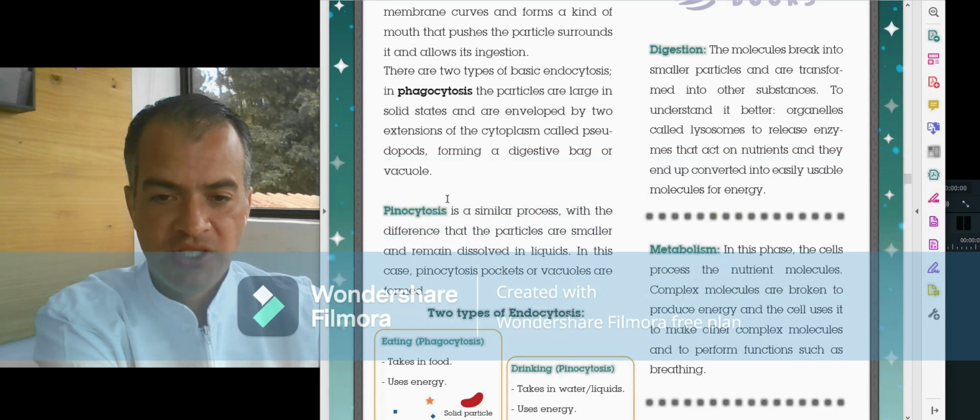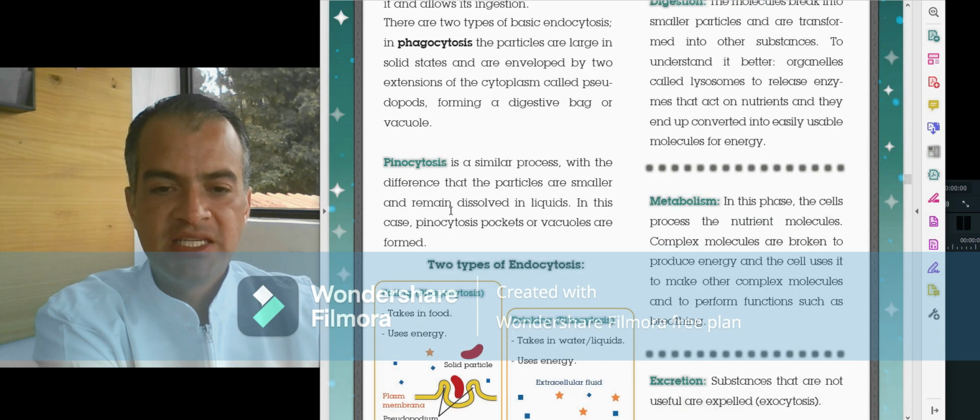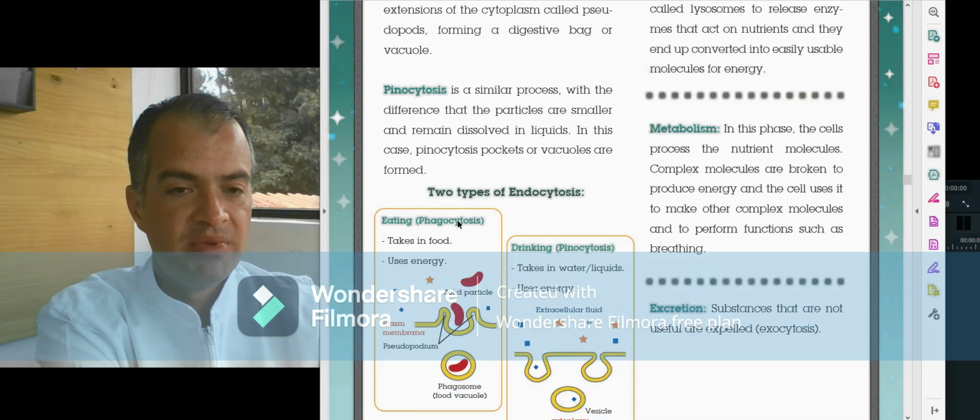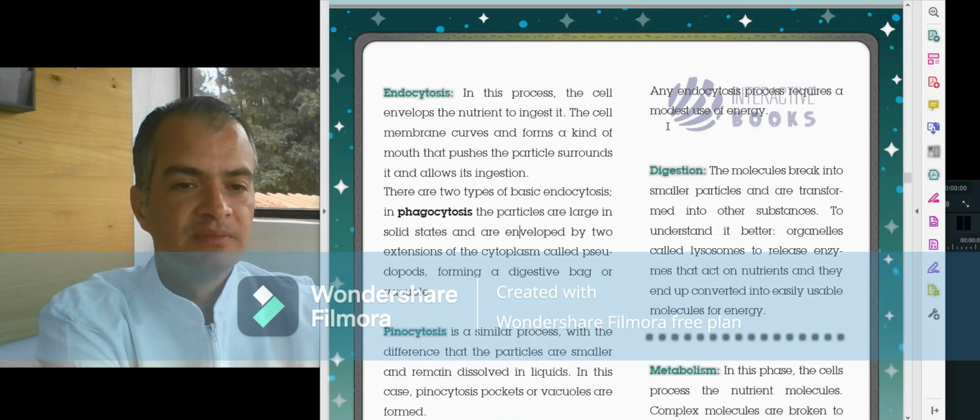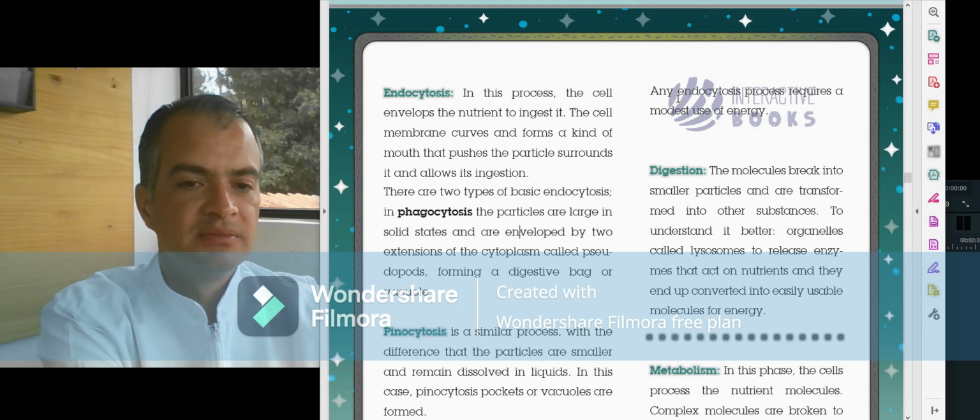Pinocytosis, la pinocitosis, is a similar process with the difference that the particles are smaller and remain dissolved in liquids. Entonces, es un proceso similar con la diferencia que las partículas son más pequeñas y se mantienen disueltas en un líquido. En este caso, la pinocitosis, los bolsillos de pinocitosis son vacuolas que se forman. Muy bien. Entonces, vamos a continuar.